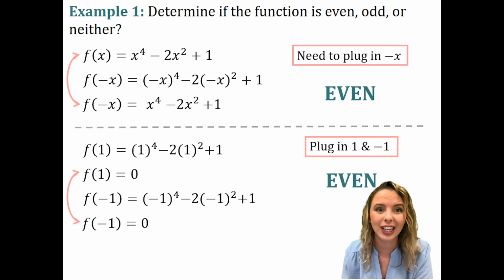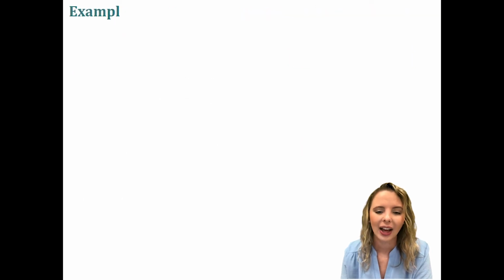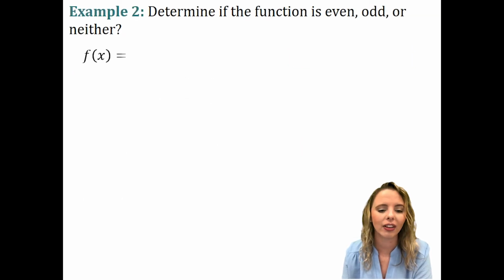We compare 0 and 0, they are the same exact thing. Therefore, the function is even. So we saw either way, using negative x or using 1 and negative 1, that we determined the function was even. Same thing, we're going to determine if the function is even, odd, or neither, but we have a different function, 2x cubed plus 5x.